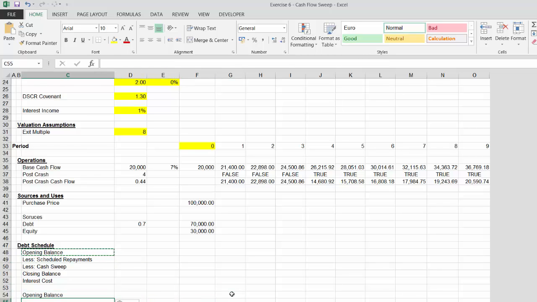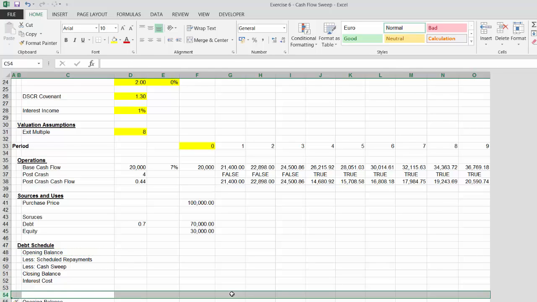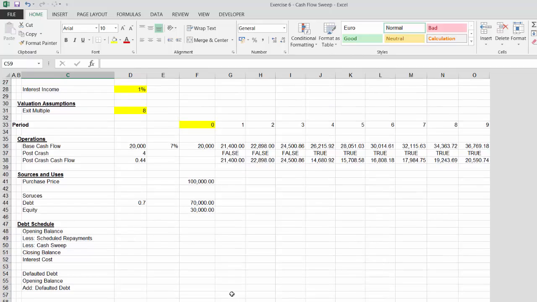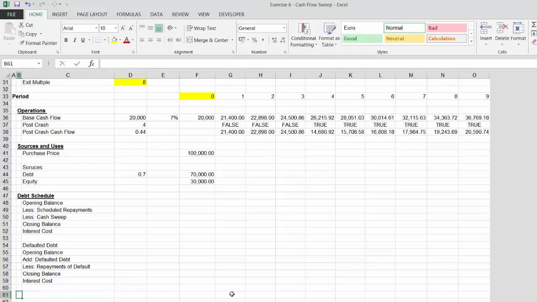Wow, boring. This time, this is going to be for our defaulted debt. Shift spacebar, Shift Control plus to insert a line. And then let's add the defaulted debt to this and take away the repayments of default and get a closing balance and get an interest cost. So we have a little bit more interesting cash flow analysis going on.